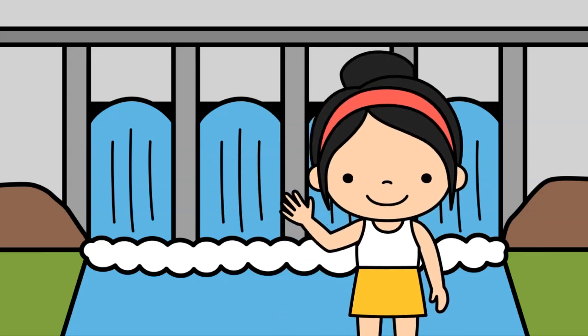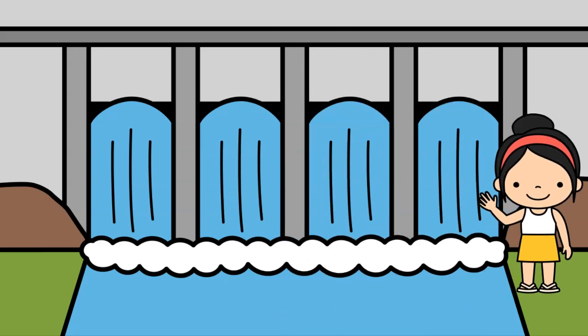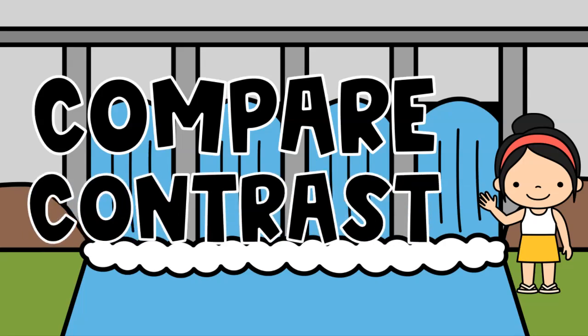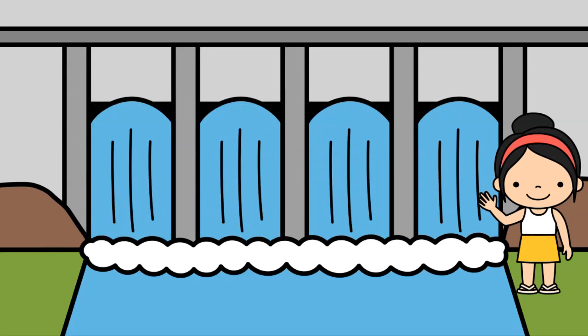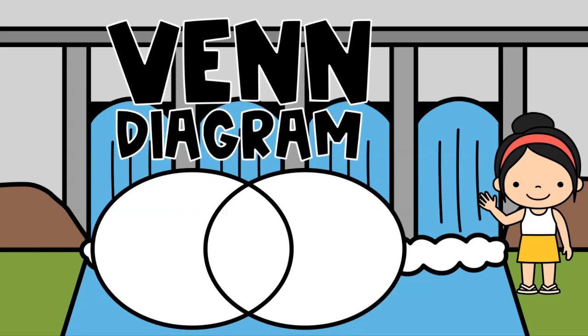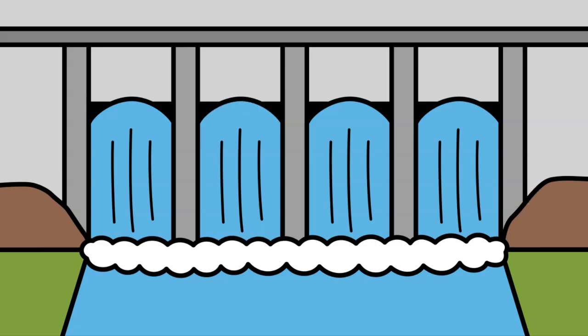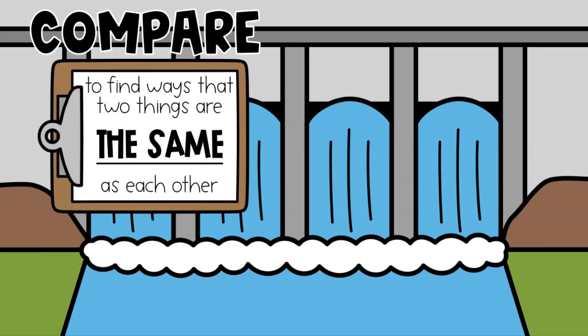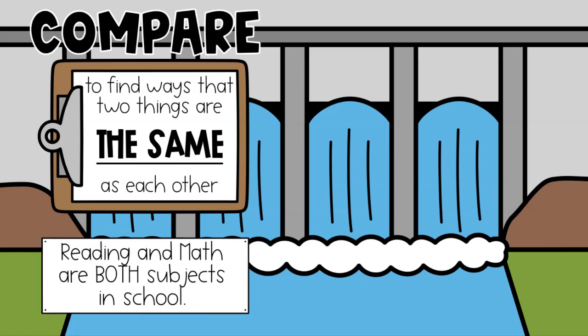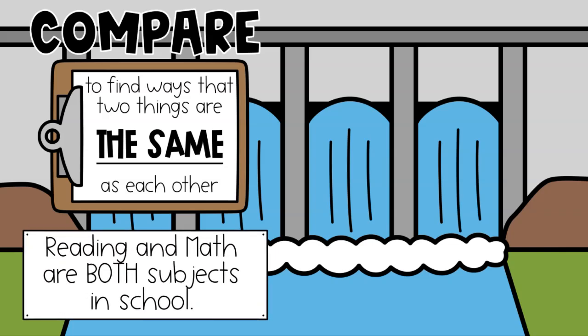Hi there. Today we're going to learn all about the words compare and contrast and why they are important words to know. We'll also be learning what a Venn diagram is and how it's a helpful tool when comparing and contrasting. The word compare means to find ways that two things are the same as each other, like how reading and math are both subjects in school.